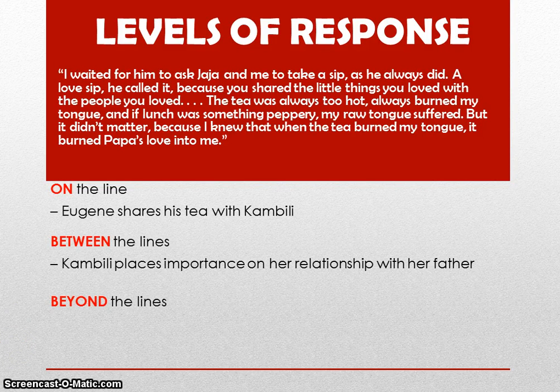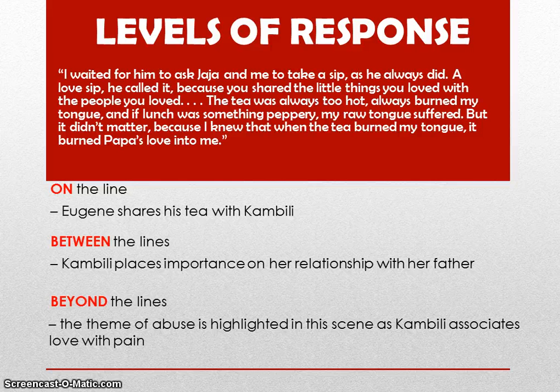Right, reading beyond the line. Now this is where it gets a little bit more complex. If we look at the line, she says, I knew when the tea burned my tongue, it burned Papa's love into me. We can see that clearly Kambili has a problem differentiating between love and pain. And she doesn't understand that it shouldn't burn her tongue, and her father shouldn't actually expect her to drink tea that burns her tongue. This highlights the theme of abuse and helps us to understand that what is happening in the situation is not normal. And that's our third level of response.